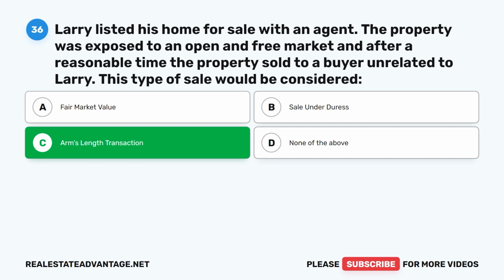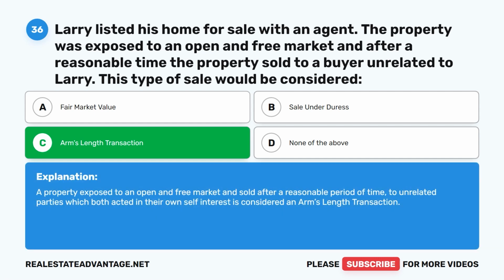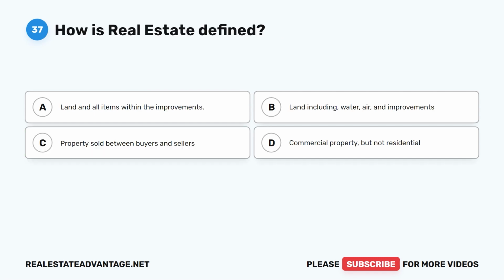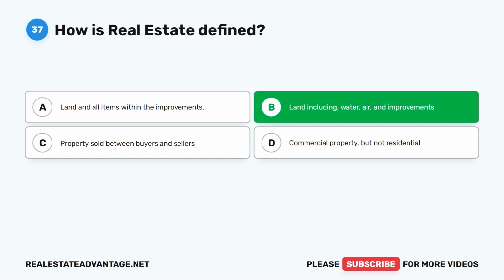Arm's length transaction. A property exposed to an open and free market and sold after a reasonable period of time to unrelated parties which both acted in their own self-interest is considered an arm's length transaction. Question 37. How is real estate defined? A. Land and all items within the improvements. B. Land including water, air, and improvements. C. Property sold between buyers and sellers. D. Commercial property, but not residential. The correct answer is B.